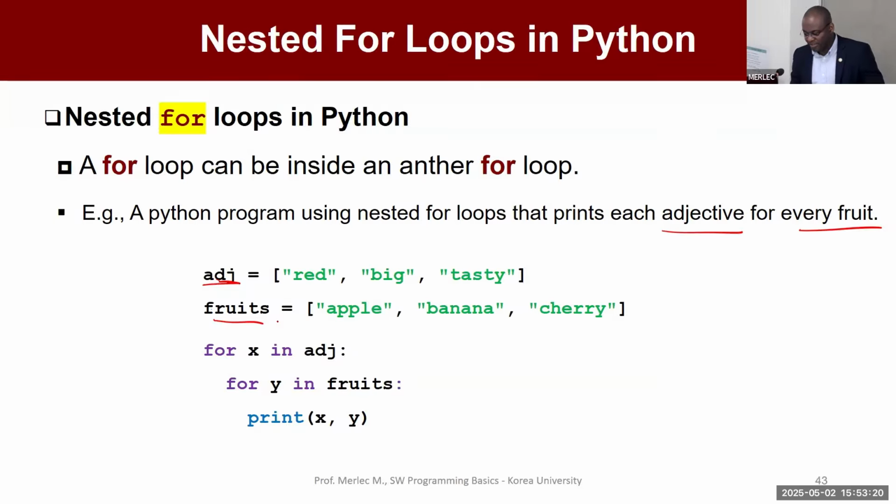The first for loop with X will be used to explore the first list. And the second loop with Y will be used to explore the fruit. So, same as we have seen, we now have to combine the statement that will be printing, combining the object in the first list with the second list, X and Y.